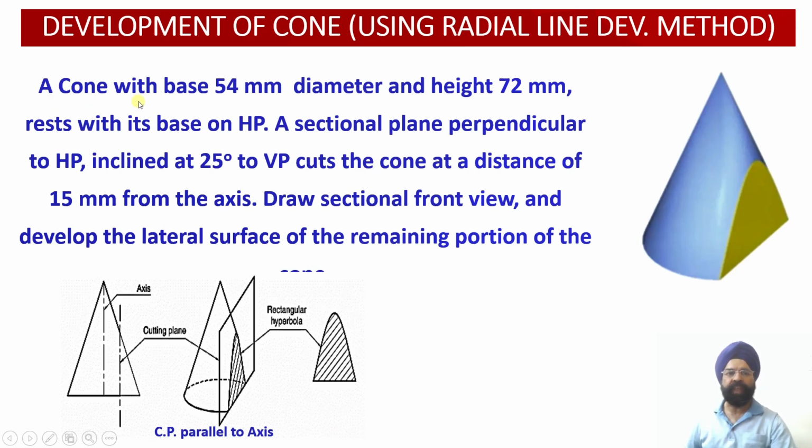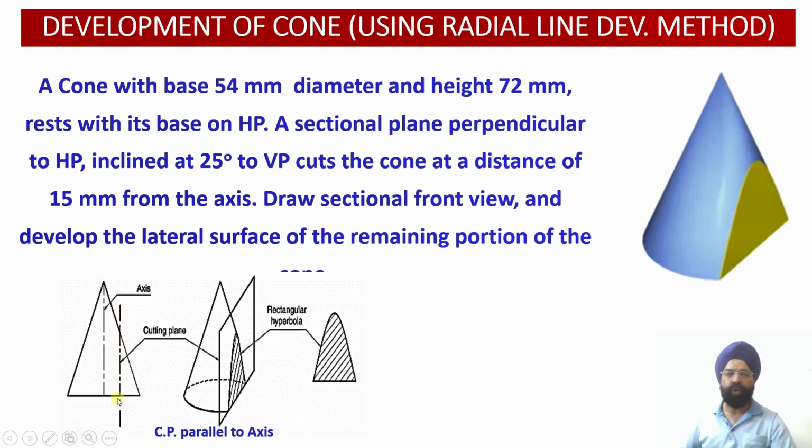A cone with base 54 millimeter diameter and axis height 72 millimeter rests with its base on the horizontal plane. A sectional plane perpendicular to horizontal plane and inclined at an angle of 25 degree to vertical plane cuts the cone at a distance of 15 millimeter from the axis. So here you see we have got a cutting plane which is at a distance of 15 millimeter away from the axis, and this is parallel to the axis.